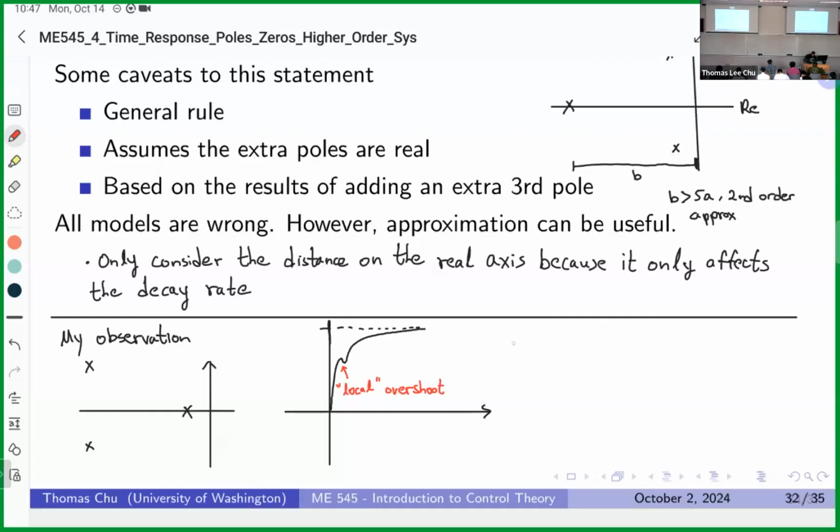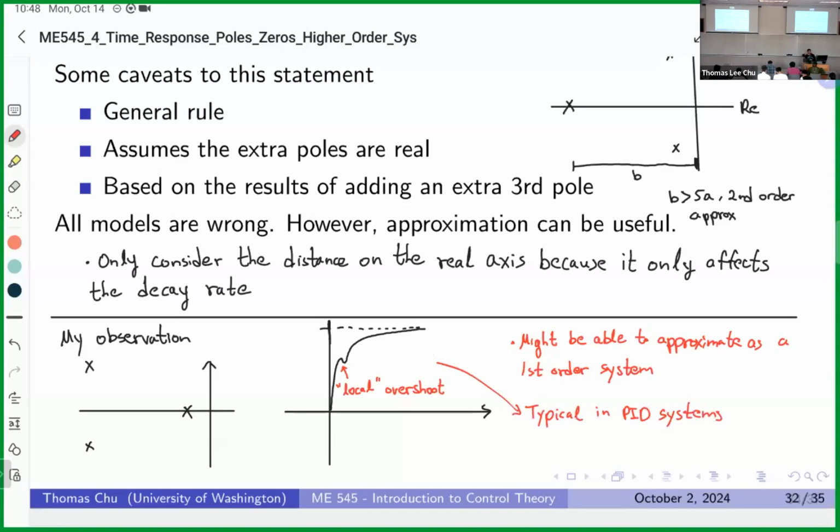So you might be able to approximate this as a first order system. And you'll observe this kind of response. This is typical in PID controller systems.